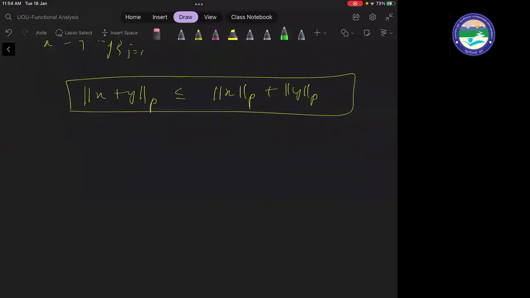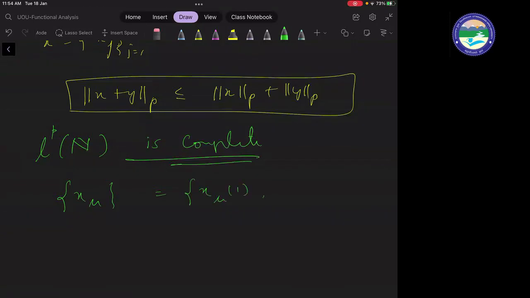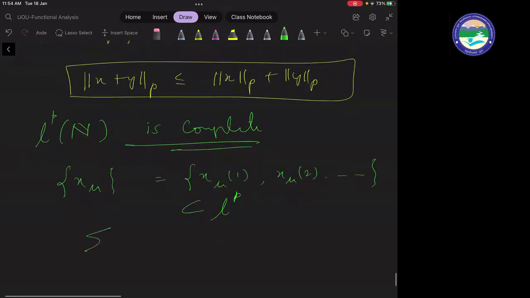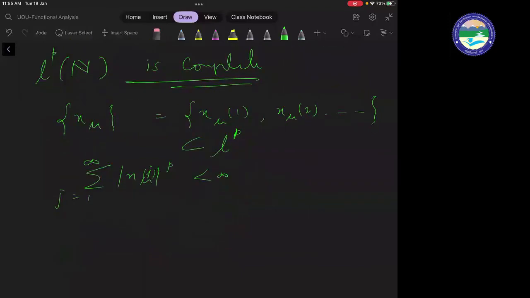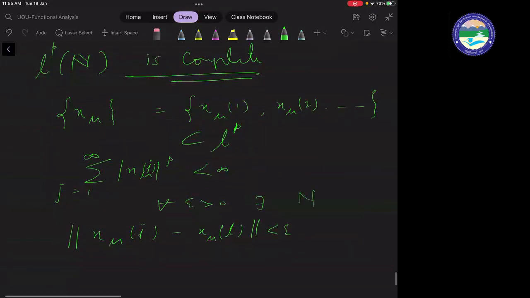Now, one more thing is to be proven: that this norm lp, this linear space, is complete. To show this, we will take a Cauchy sequence x mu, which will be of this form x mu 1, x mu 2, ऐसे आप ले लेंगे. This is a Cauchy sequence in lp. So this means sum of |x mu j|^p is finite, j runs from 1 to infinity. So take this as Cauchy sequence, means आप ये भी कह रहे हैं |x mu j minus x mu l| is less than epsilon, for every epsilon positive there exists n such that for all mu, l greater than equal to n. Okay, you are saying this.